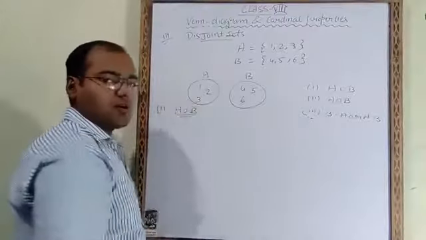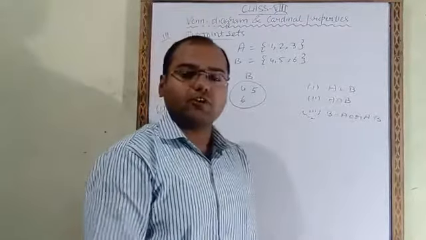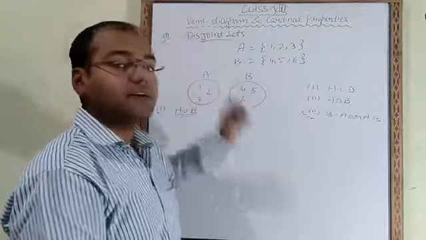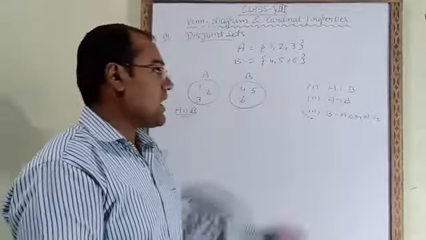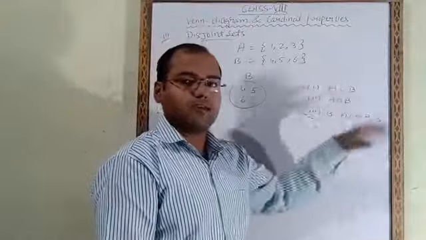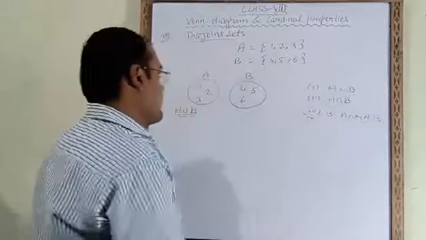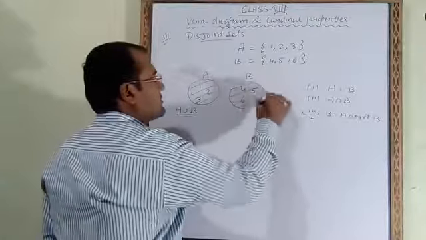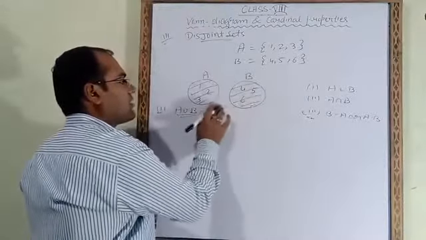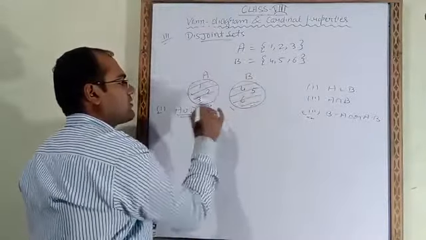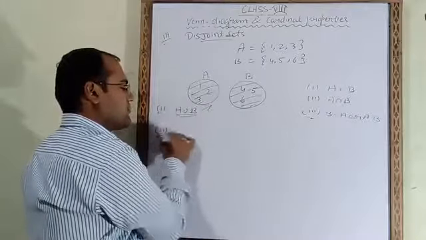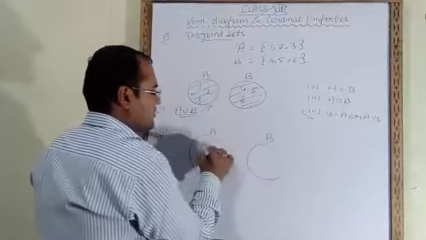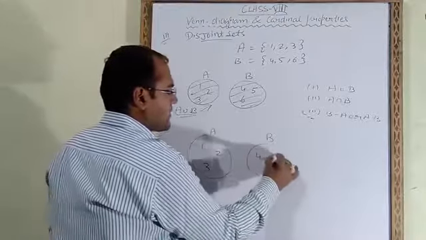So first, how do we show A union B in the Venn diagram? This is the case of disjoint sets. A union B means either A elements or B elements or both. So we have to shade A elements also, and B elements also. This is the figure for A union B. This is A, this is B, with 1, 2, 3, 4, 5, 6.